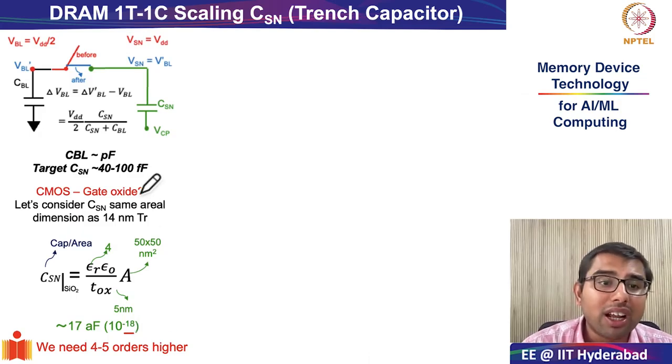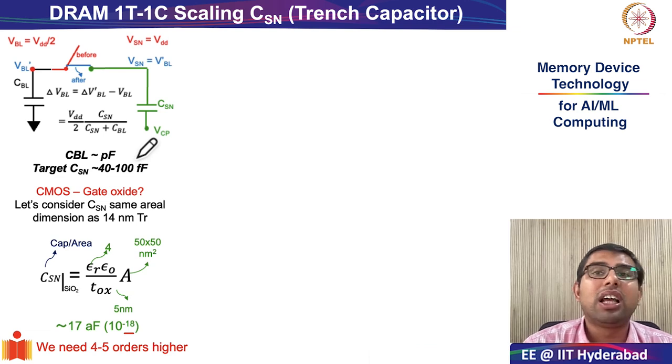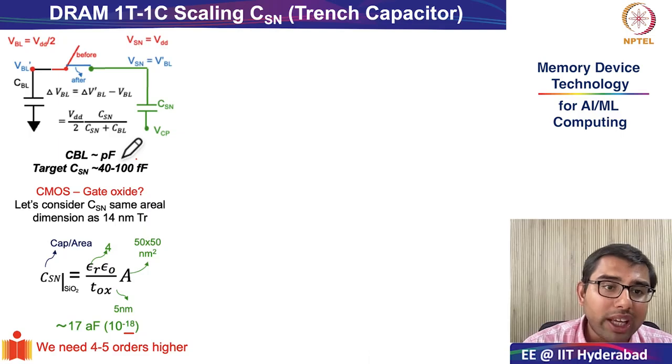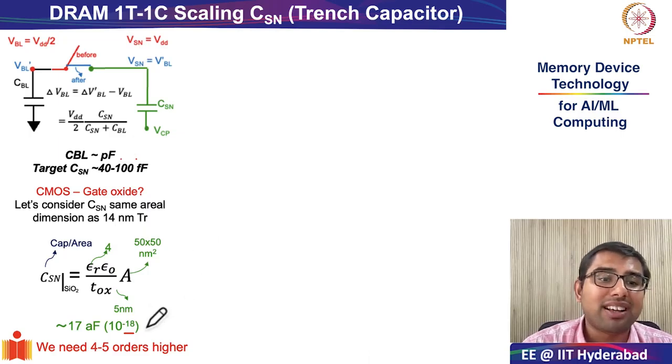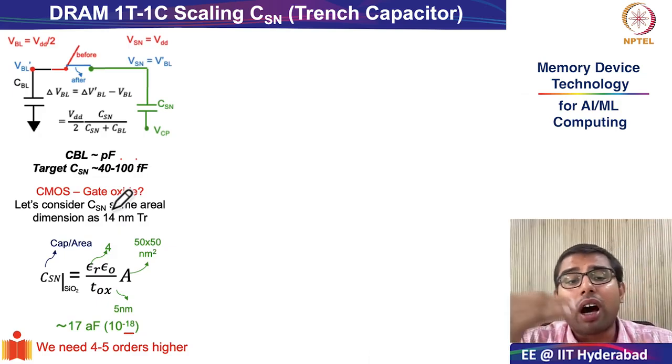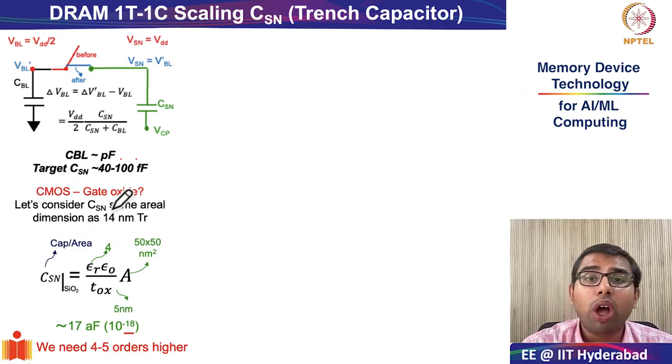What did we require? We required almost 0.1 picofarad, which is 10 to the power of minus 14. So 10 to the power of minus 14 is what we needed. What we get just from CMOS gate oxide is 10 to the power of minus 18. So there is a big gap, around 4 to 5 orders of magnitude, between what the CMOS process can offer as a gate oxide and what we really need in your DRAM capacitor.